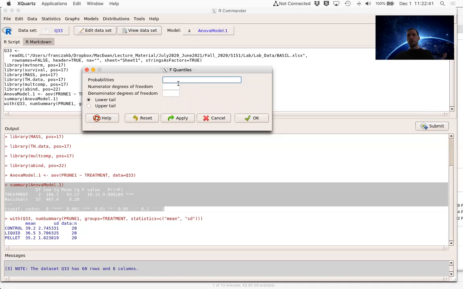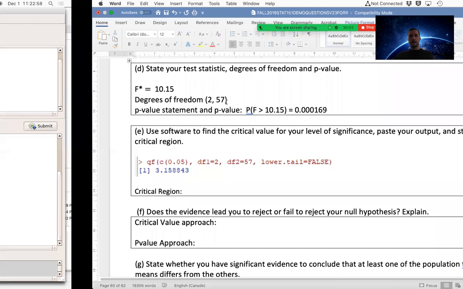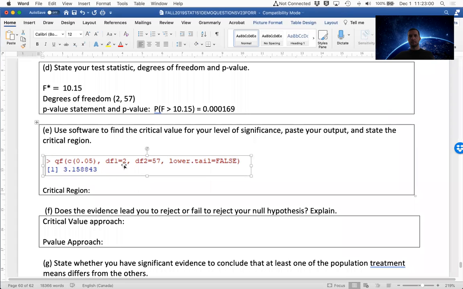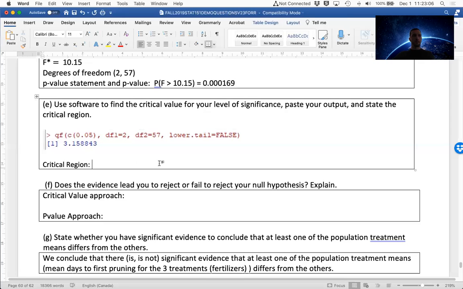okay, so the probabilities here, we're doing the 5% significance level, so we're going to type 0.05. We have 2 degrees of freedom in the numerator, and we have 57 degrees of freedom in the denominator, and it's upper tail. So we click OK, and that gives us 3.158843. So the critical region in this case will be reject H0 if F star, which is our test statistic, is greater than 3.158843.